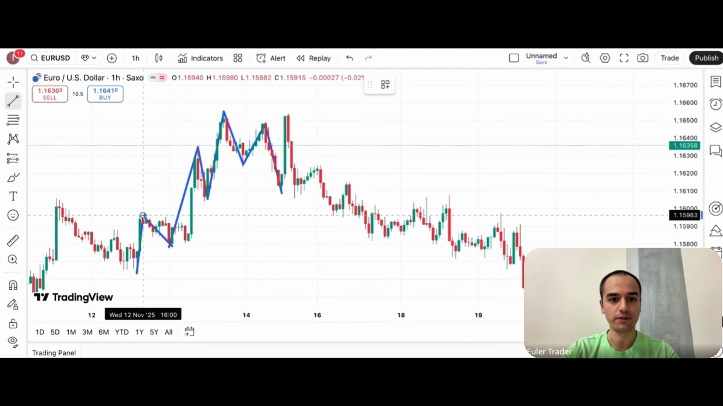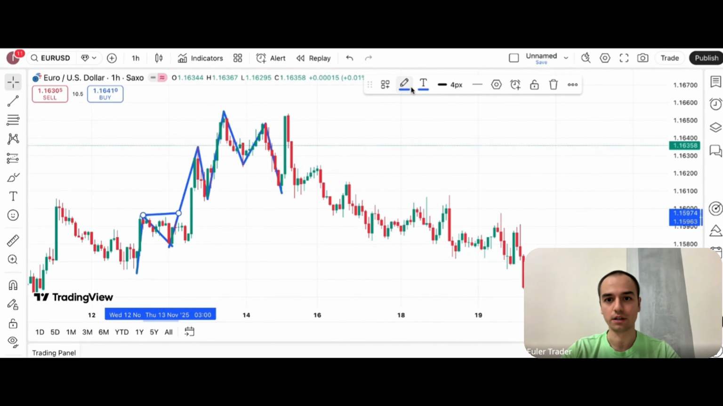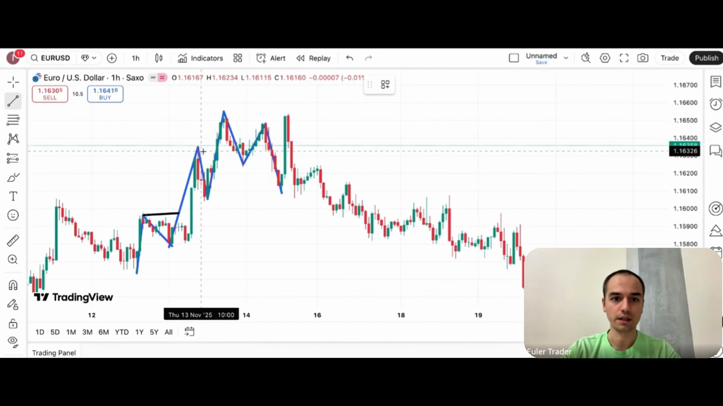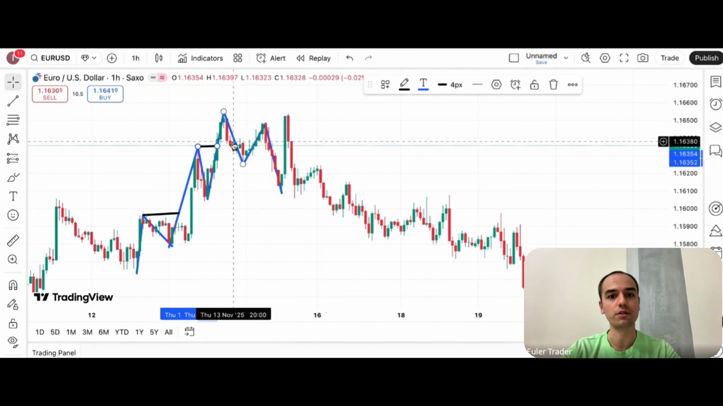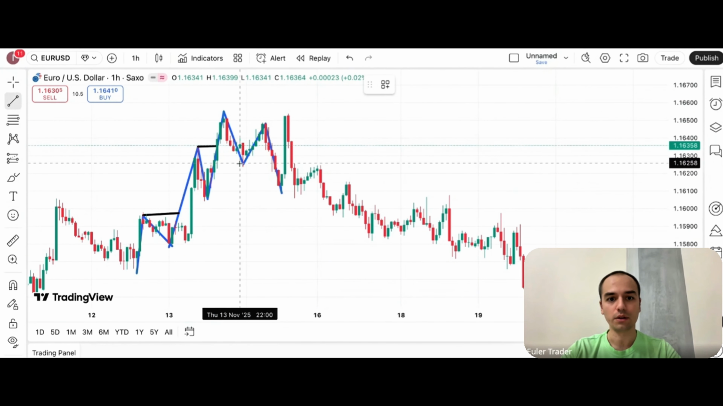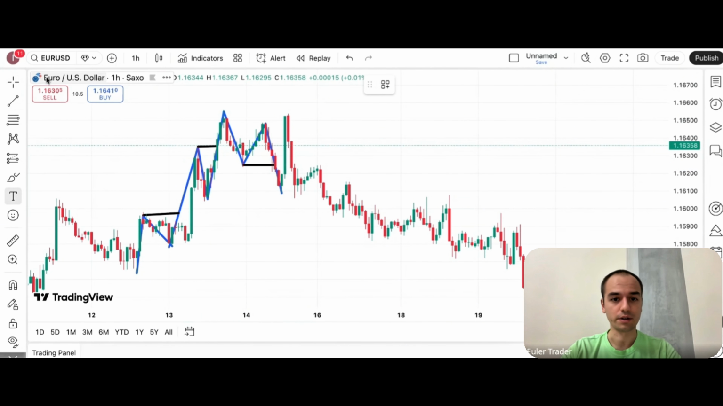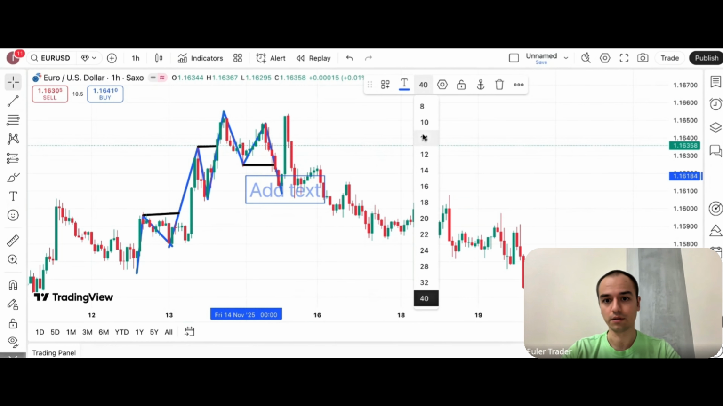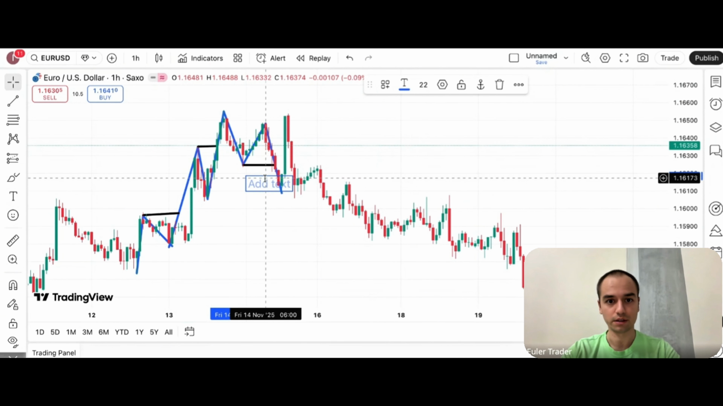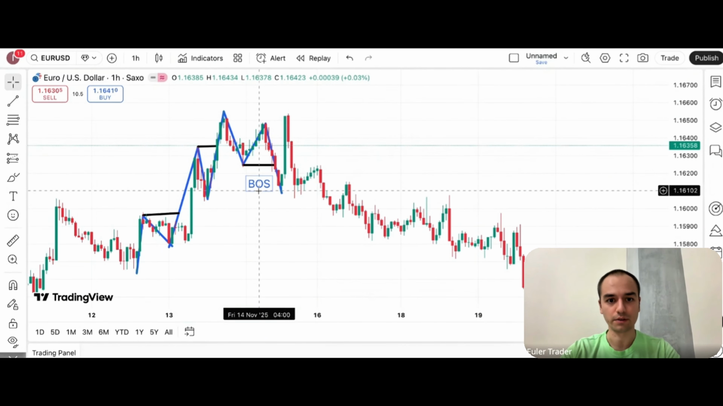So we would have here our CBOS, and here as well we would have our CBOS until we have a break of structure here. Just rotate a little bit. So we have a BOS here.